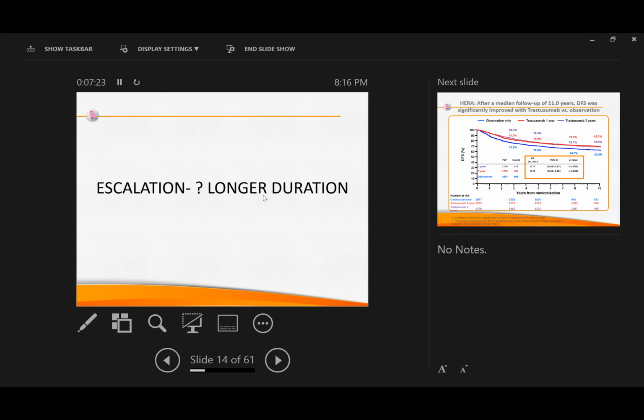Now, again, in our setting, there is the question of, can everybody take trastuzumab? Can everybody take trastuzumab?